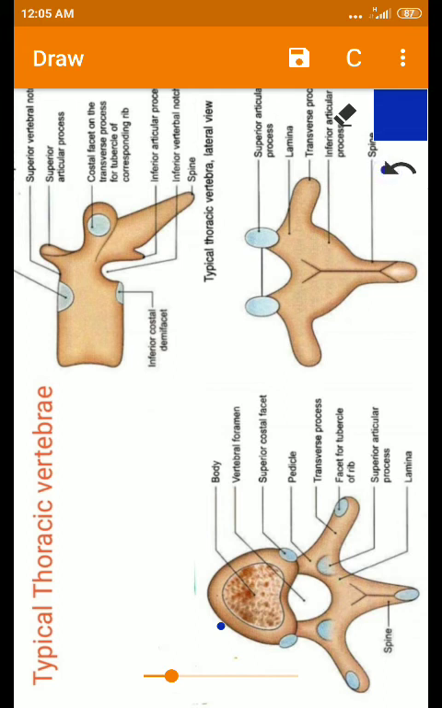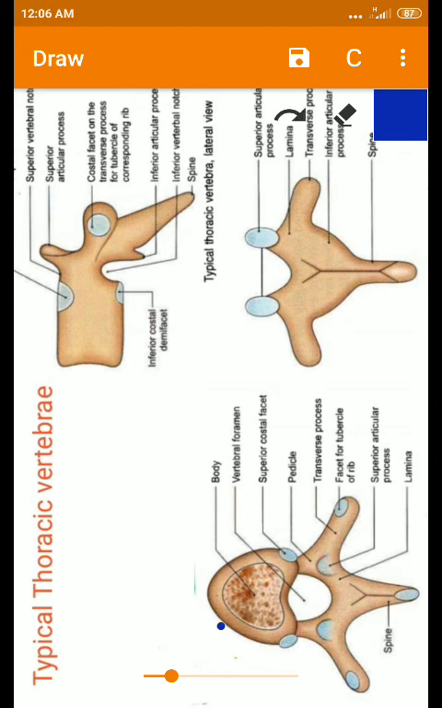Here you can see the superior articular facets on the posterior view of the typical thoracic vertebrae. This one is the superior view, this one is the lateral view, and this one is the posterior view. See how these facets are present. These project upwards at the junction of laminae and pedicles. So the superior articular facets are projecting upwards.